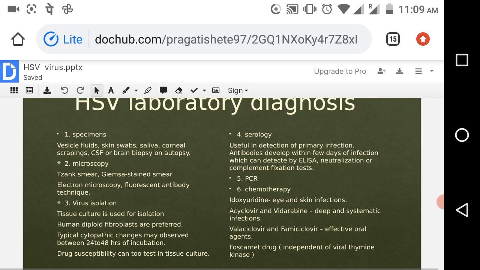Or the CSF fluid, cerebrospinal fluid, or the brain biopsy or autopsy can be used as a specimen for checking the presence of this virus, okay?